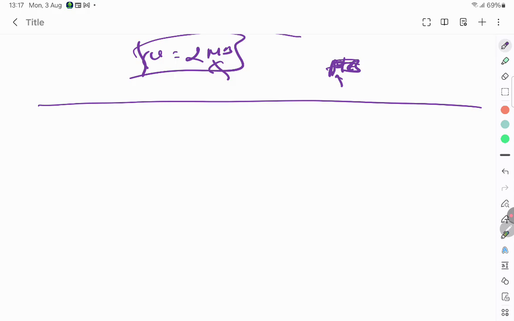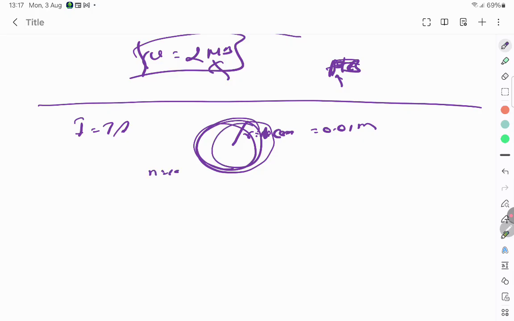Let's go to the next question, where they have given a current of 7 ampere flowing through a circular coil of radius 1 centimeter, which is 0.01 meter, having 100 turns. This is called N turns. N is equal to 100, because they just specified total turns. They didn't say per length, so we don't have to use n. The coil is placed in a uniform magnetic field of 0.2 Tesla, Weber per meter square, which can be written as Tesla.